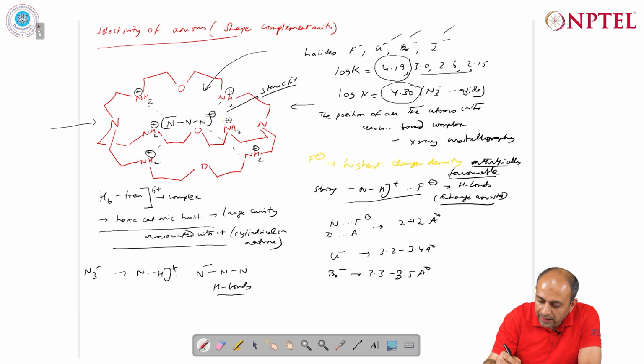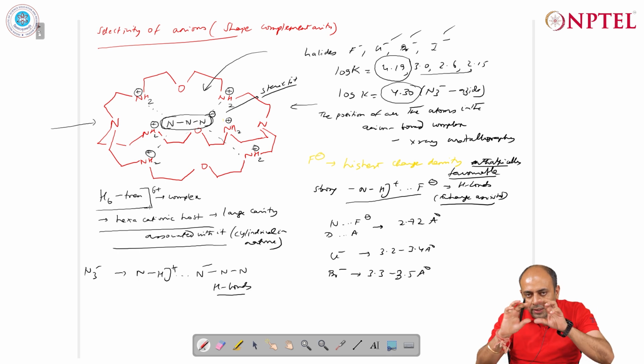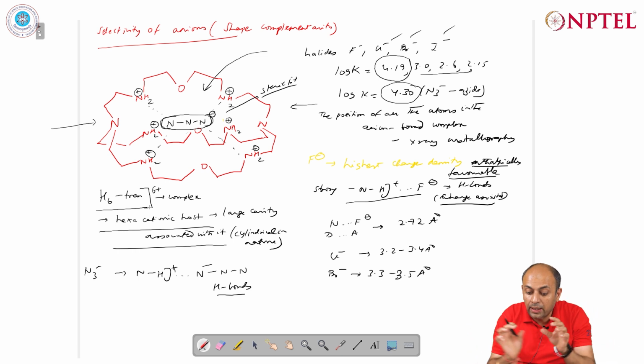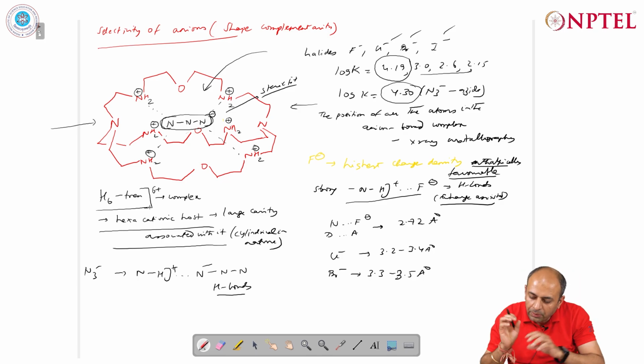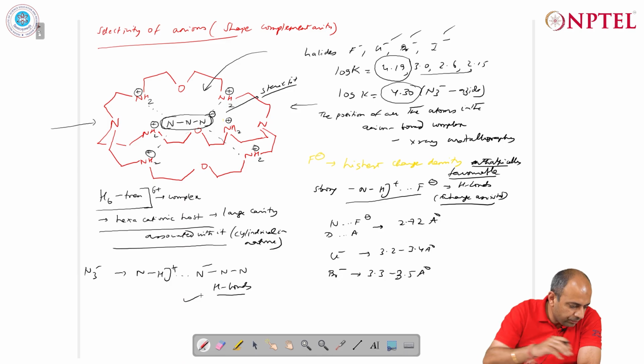So, the shape of the azide ion is that it is linear, and it very nicely fits into the cylindrical cavity which is created by the hexatren host. So, the cationic host has got a cavity, and this particular void is more of a cylindrical cavity, and this linear azide molecule is able to very nicely sterically fit into this cavity, thereby engaging in strong NH...N hydrogen bonds, and that is reflected in the large magnitude of the binding constant.